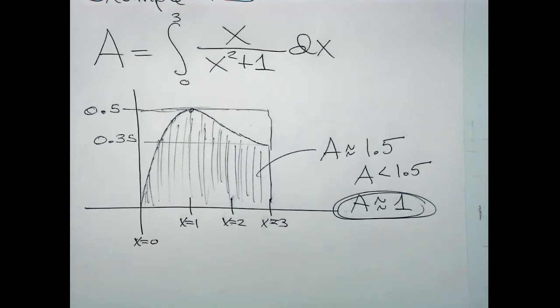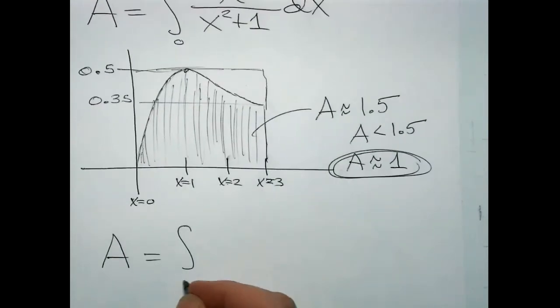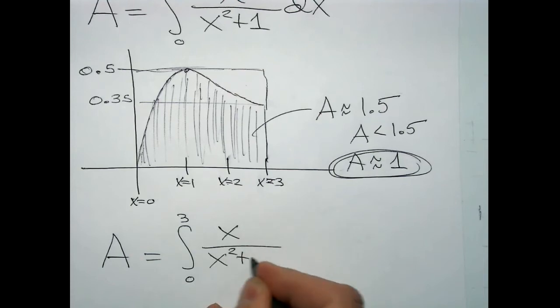And that's a good way to get started, to get a reasonable idea of how much area is under there before we do the calculus on this. So now we know that when we do this integral, we better be getting something close to 1. How do we do this integral?